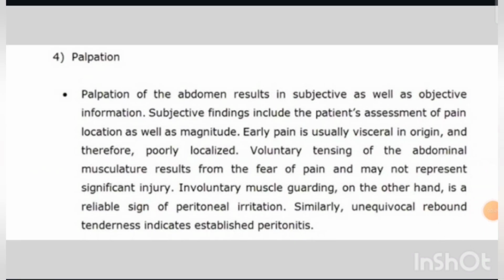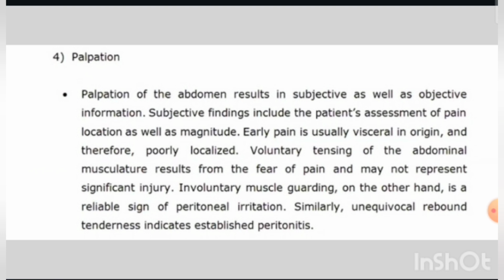Okay, the last one is palpation. Why is palpation the last one? Because if we do it first, palpation may change the organ position and change the data that you should document. Palpation means any touch to the patient, and there are two types: superficial and deep palpation. We start with superficial palpation.